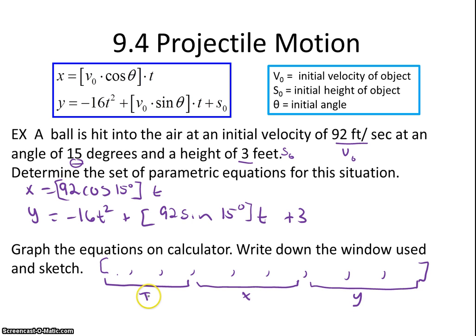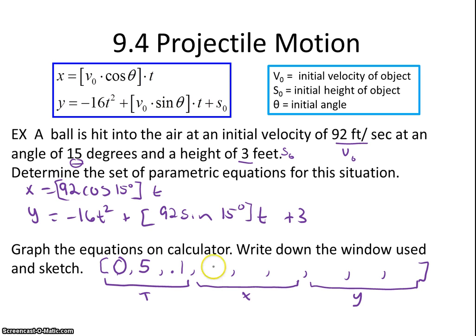T is going to have to do with time. When we hit the ball, time t equals 0, and just think about this logically. How long is a ball in the air? I don't know, maybe 5 seconds would be appropriate, maybe less. And for our t-step, we just want a small number so the calculator draws it curvy and not straight, as we've seen in the past. So I'm going to pick a value of 0.1, just something small.